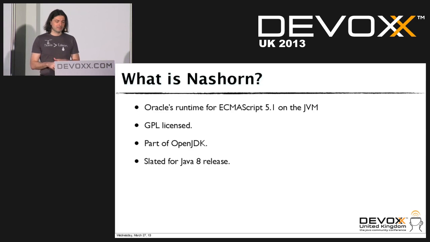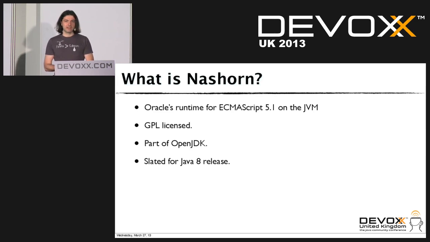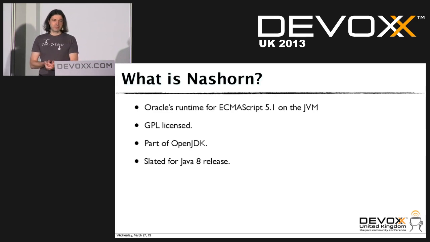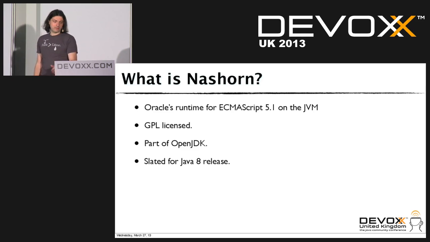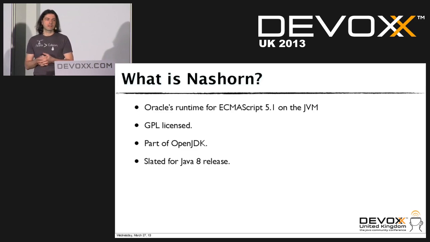It is GPL licensed, as everything in OpenJDK is. It is part of the OpenJDK. The source code lives in the OpenJDK repository as its own little Mercurial forest, and it is slated for the Java 8 release. Actually, you can even get it right now if you get the latest early access builds of JDK 8. Nashorn is there.